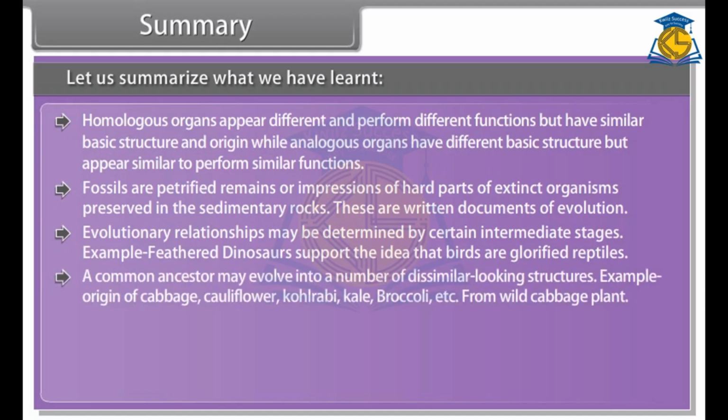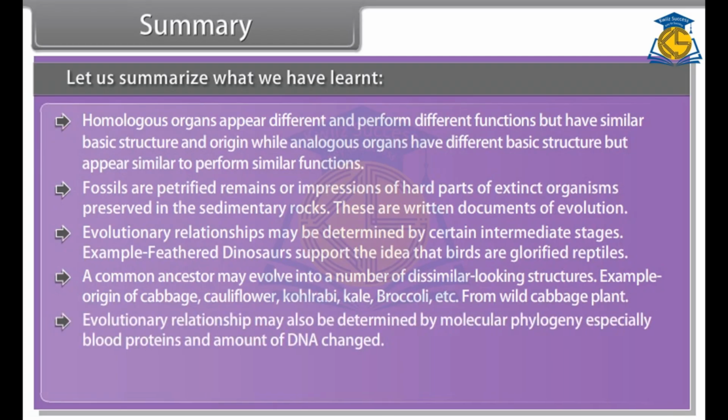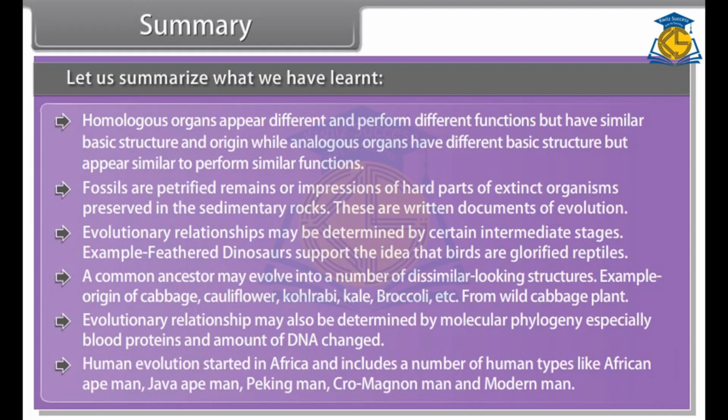A common ancestor may evolve into a number of dissimilar-looking structures. Example: origin of cabbage, cauliflower, kohlrabi, kale, broccoli, etc. from wild cabbage plant. Evolutionary relationship may also be determined by molecular phylogeny, especially blood proteins and amount of DNA changed. Human evolution started in Africa and includes a number of human types like African ape man, Java ape man, Peking man, Cro-Magnon man, and modern man.